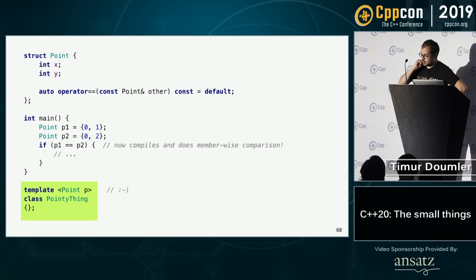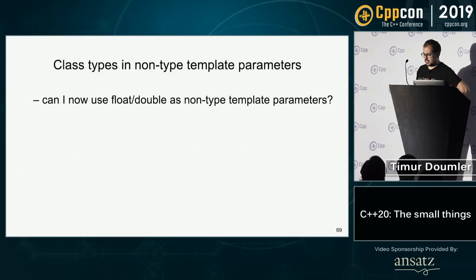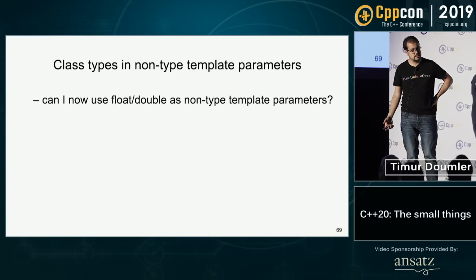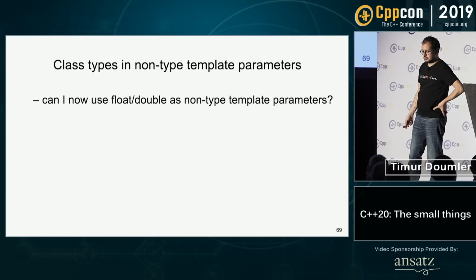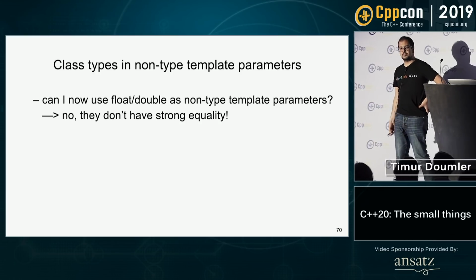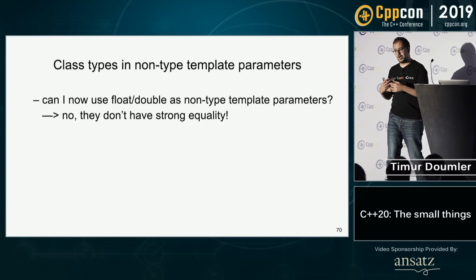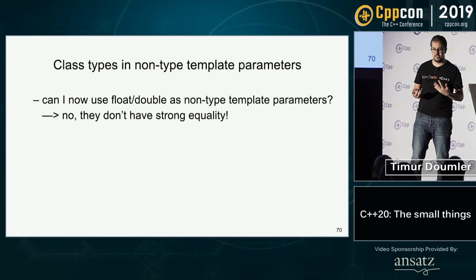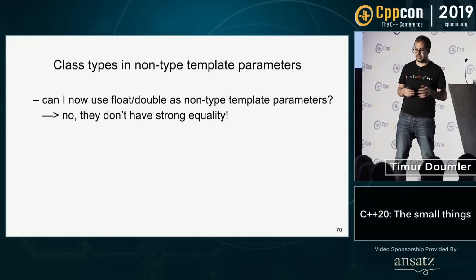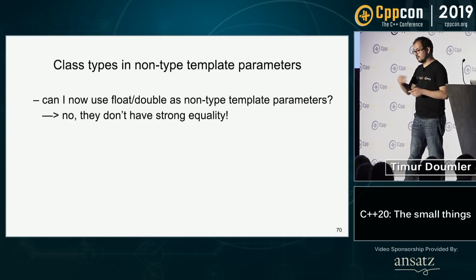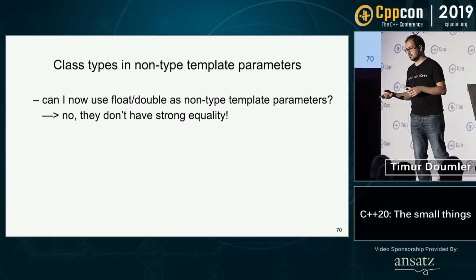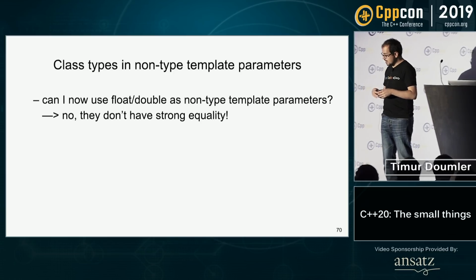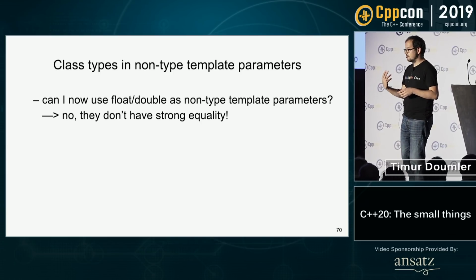So a few questions here might be, well, can I now use float and double as non-type template parameters? Because this is something that people have been asking for many years. Turns out, well, no, they don't have strong structural equality, okay? So comparing 2 floats is kind of weird, right? So you have things like NaN, which are the same value, but they don't compare equal, and other weird edge cases. So there is a way to define a strong order on floats, which is actually defined in the IEEE standard, but it's kind of weird.